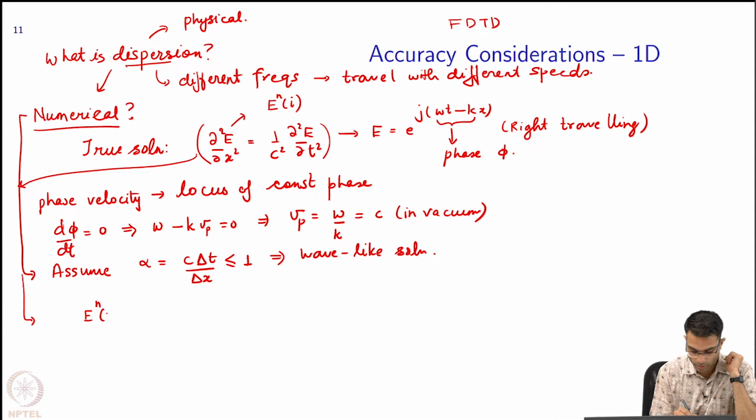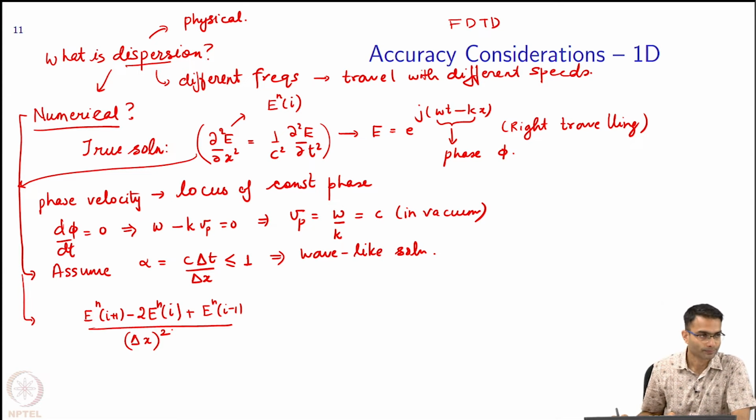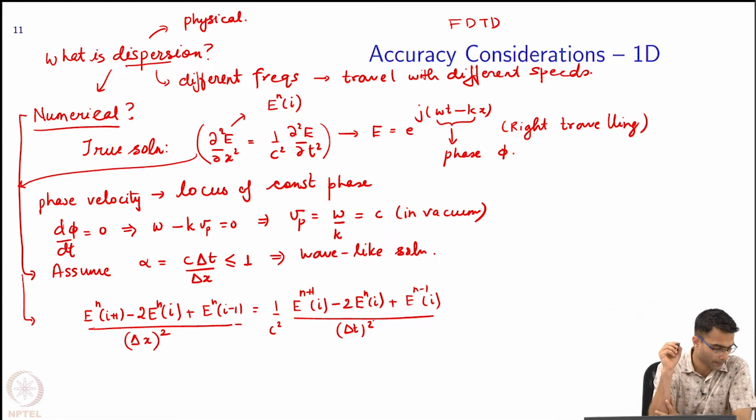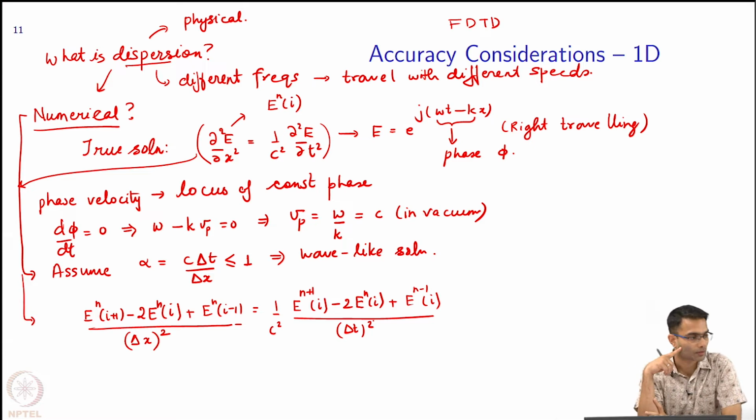So, (E_i^{n+1} - 2E_i^n + E_i^{n-1}) whole thing divided by delta x squared, and this is going to be equated to 1 by c squared times (E_i^{n+1} - 2E_i^n + E_i^{n-1}) divided by delta t squared. Okay.